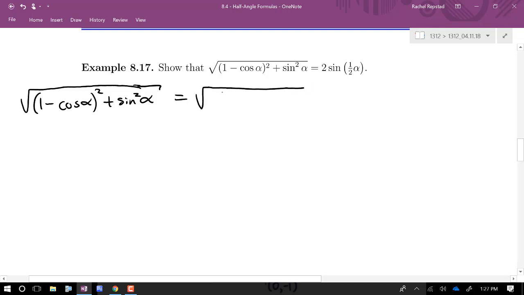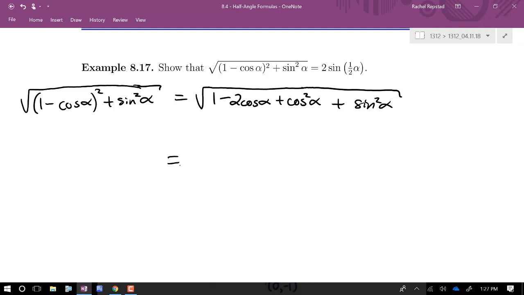So if we FOIL this out, we get 1 minus 2 cosine alpha plus cosine squared alpha, and I guess alpha, not x. Don't need the parentheses. And then plus sine squared alpha. This is all underneath the radical. What now?